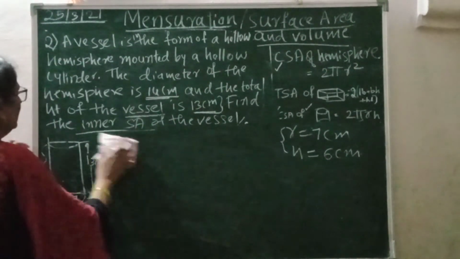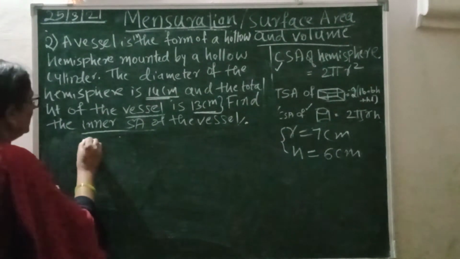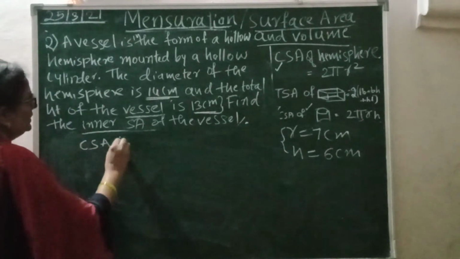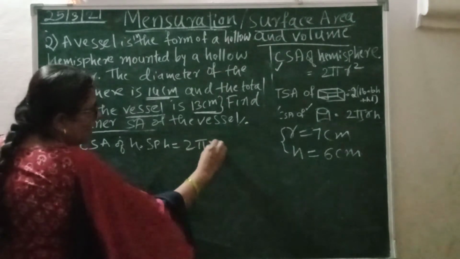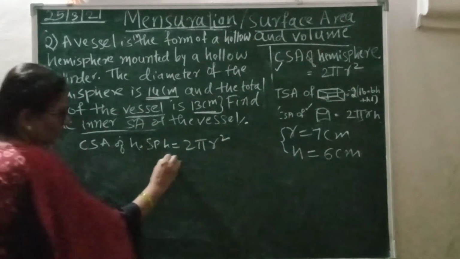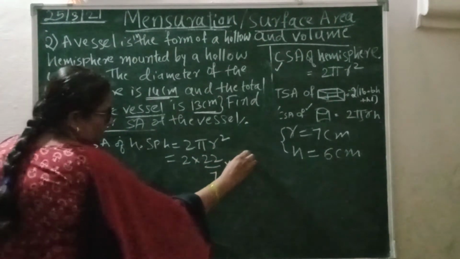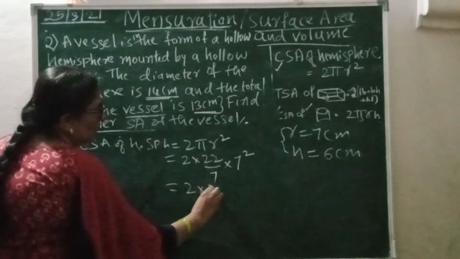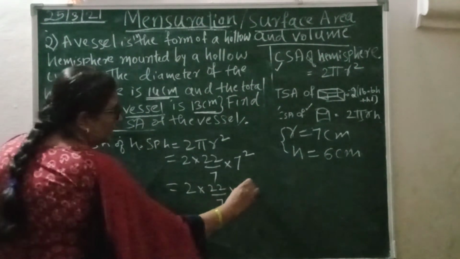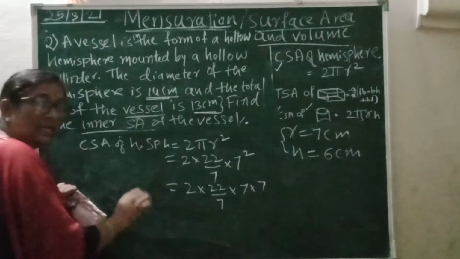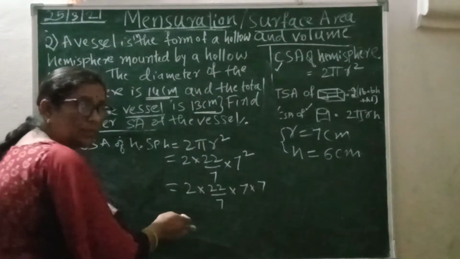This problem can be solved in two ways. You can do it directly, or separately also. Curved surface area of hemisphere, yes, it is 2 pi r square. Very simple. See how I do this calculation. Follow my steps. It is easy for you to understand. 2 into 22 by 7 into 7 square. Yes, don't write 49 and cancel. Just look at this, because always you are given the values in the questions to make the solution simple. So be careful about this one.